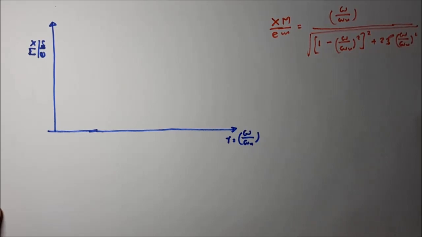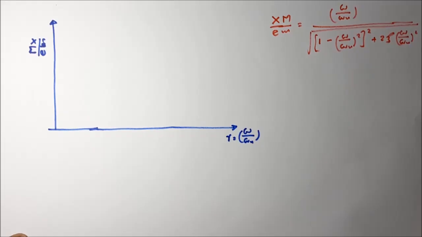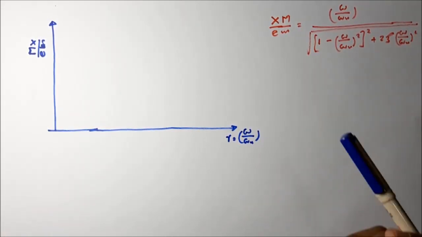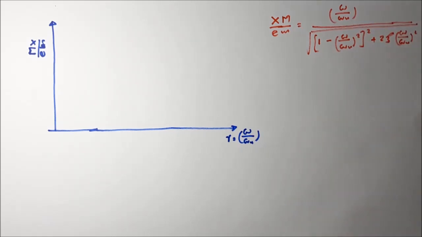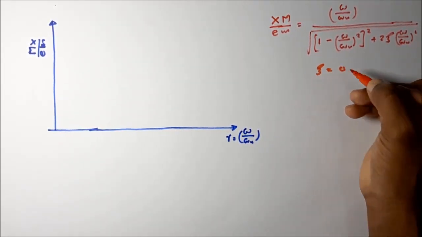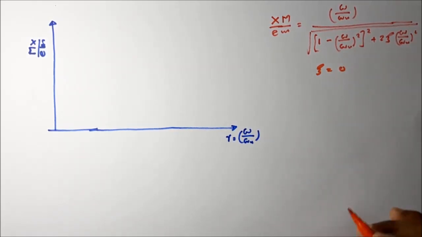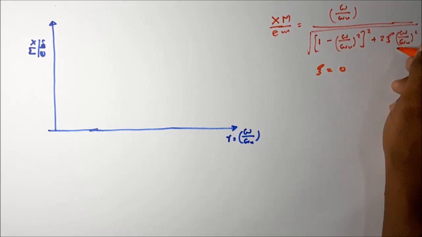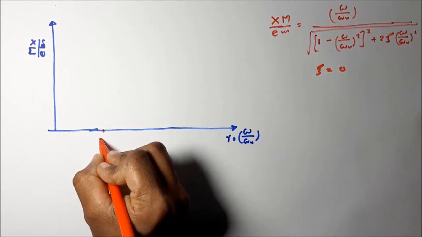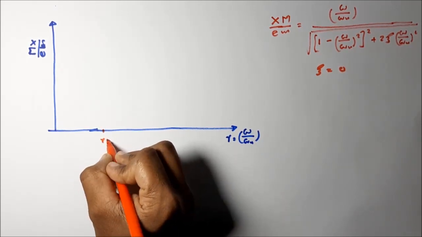Then you can see this normalized magnitude is a function of frequency ratio. Then let's see how this normalized magnitude varies with the frequency ratio. So let's consider the theta equal to 0 situation. This term is equal to 0. Then what happens? Let's take the situation where the frequency ratio is equal to 1, R is equal to 1.